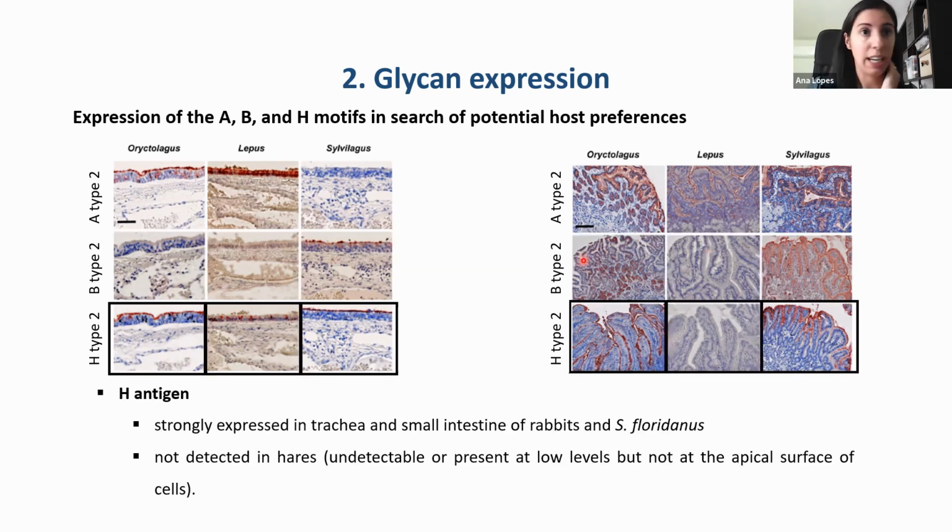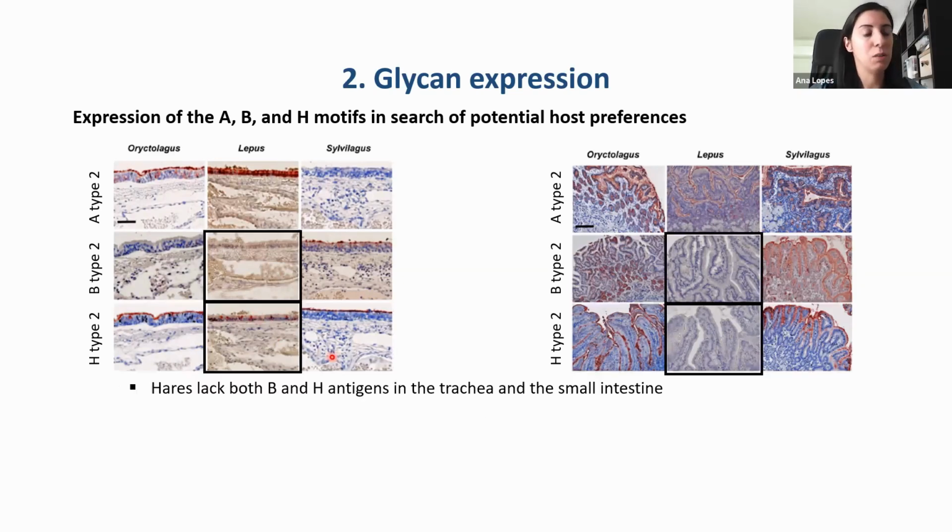The last one, the H antigen, is also very interesting because it is strongly expressed in trachea and small intestine of rabbits and Sylvilagus. You see here a lot of red, so it's strongly expressed, but it is not detected in hares. Actually, it is undetectable or present at low levels. But you might see here some red and wonder why I'm saying it is negative. But the thing is, it is not at the apical surface of the cells. It's more even, so it is not as easy to access for the virus.